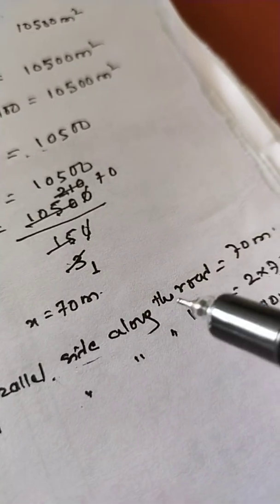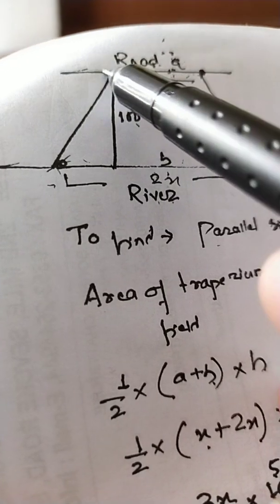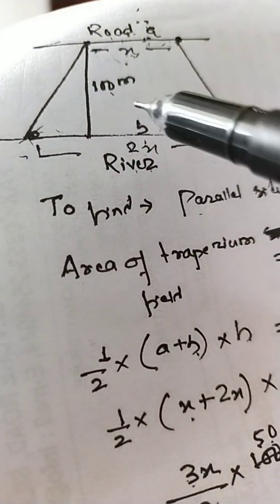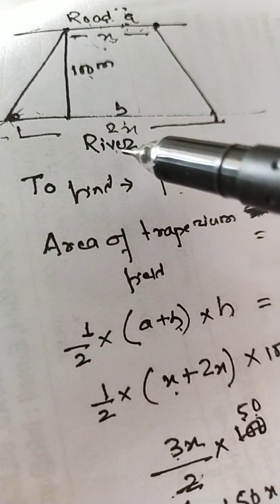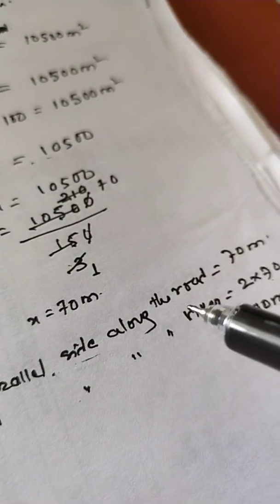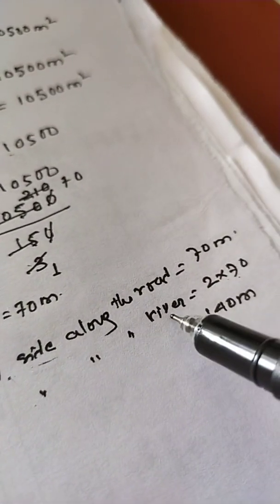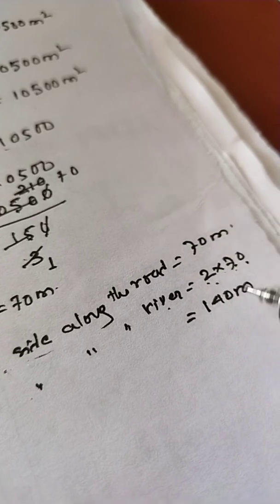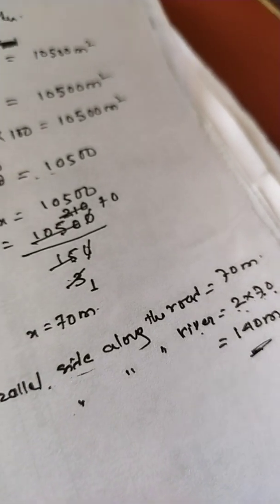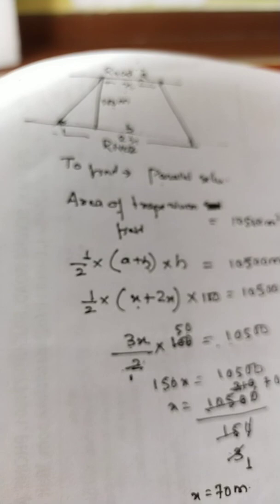So the parallel side along the road is 70 meter, that is, this side is 70 meter. Obviously the side along the river would be double the side along the road. So the parallel side along the river would be 2x, that is 2 into 70, which gives you 140. Okay students, so this is the solution of sum number 8.